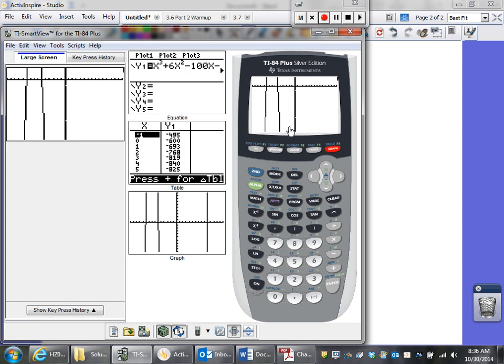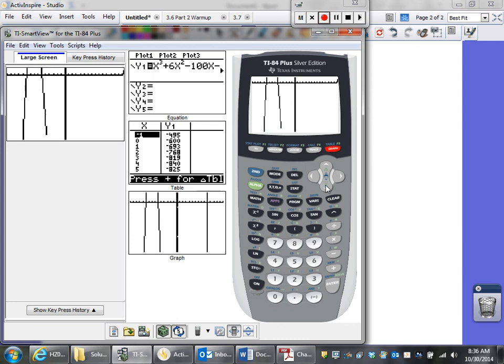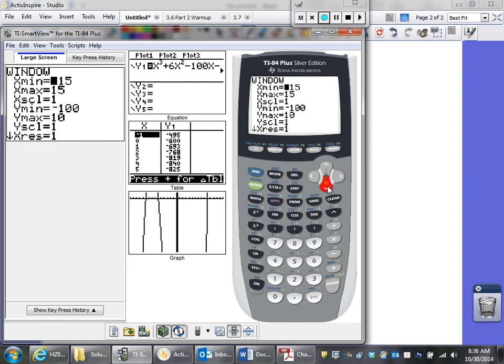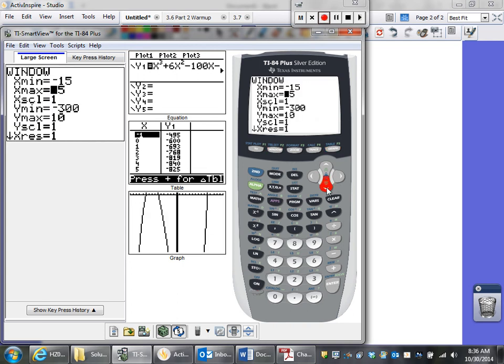I'm still not even reaching the bottom of the graph here for negative 50. I'm going to come back to here. How about negative 100? Is that too far? Let's try it out, because we're not seeing the whole graph. We're still not seeing it. How about negative 300? And hit graph. Still not seeing it. How about negative 500? And graph.